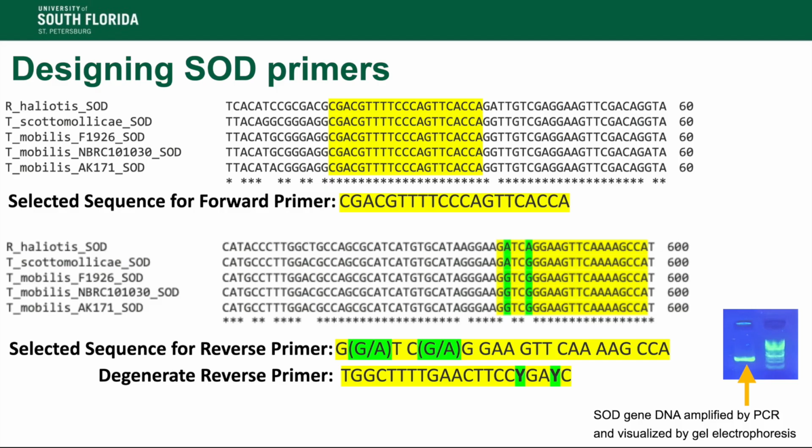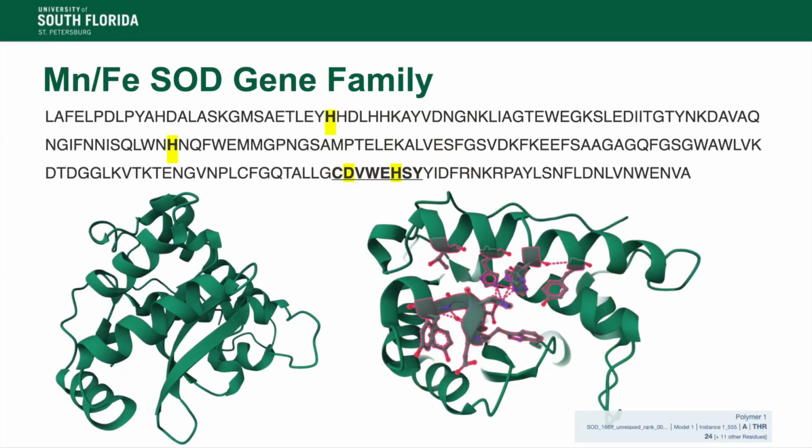You can see the results from the gel electrophoresis in the blue box on the right. The arrow is pointing to the bright band of amplified SOD gene DNA. Once I had the SOD gene sequence, I used Exaiptasia to find the open reading frame and convert the SOD gene sequence into its amino acid sequence, which is that string of letters at the top.